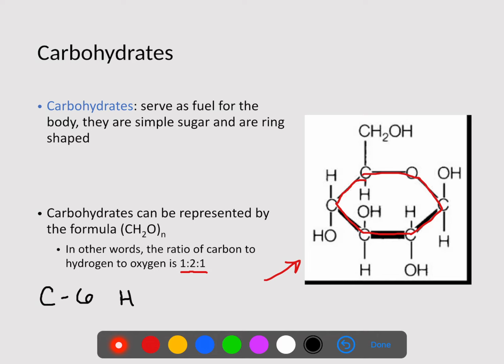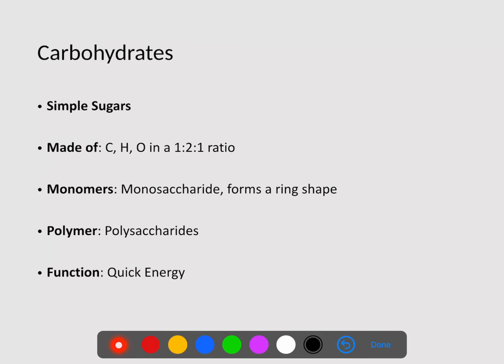Now if I count my hydrogens, I'll have 1, 2, 3, 4, 5, 6, 7, 8, 9, 10, 11, 12 hydrogens. And if I count my oxygens, 1, 2, 3, 4, 5, 6. So I have a 6 to 12 to 6 ratio, giving me that 1 to 2 to 1 ratio of carbon to hydrogen and oxygen. Again, easiest way to distinguish. So carbohydrates are simple sugars. It's like glucose. It's what gives your body energy. Again, made of carbon, hydrogen, and oxygen in that 1 to 2 to 1 ratio.